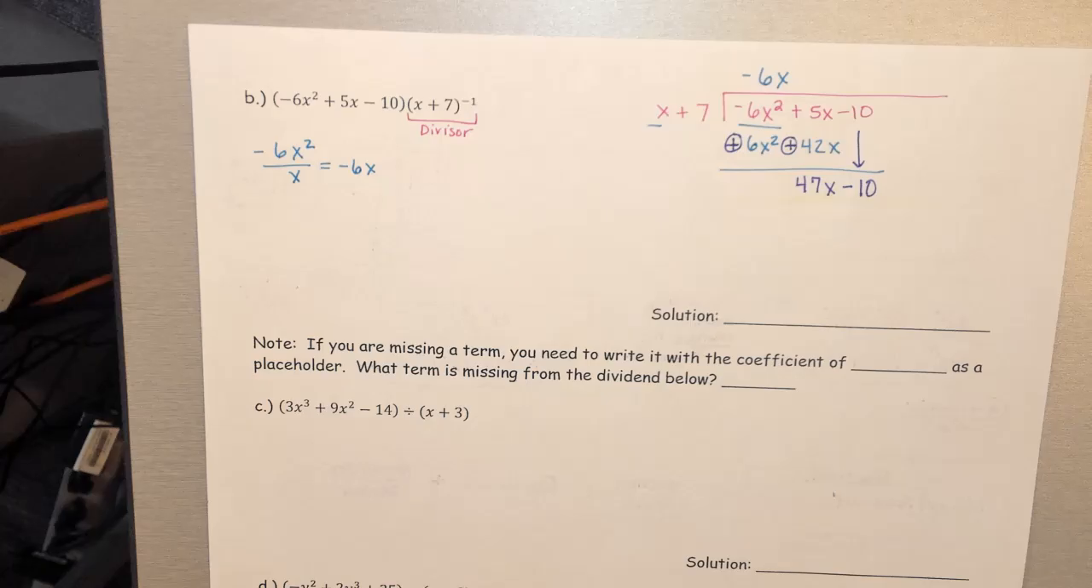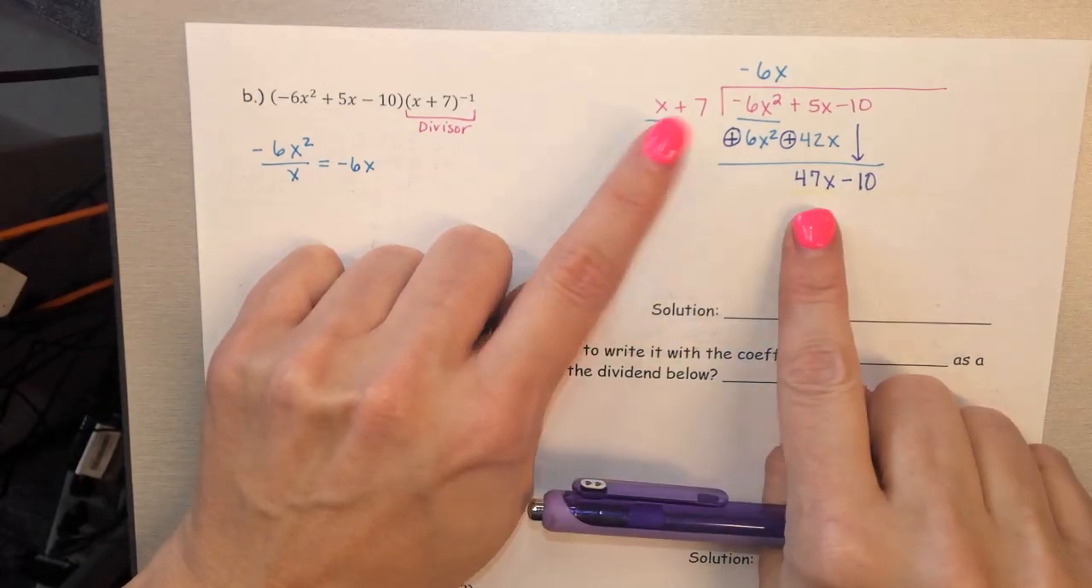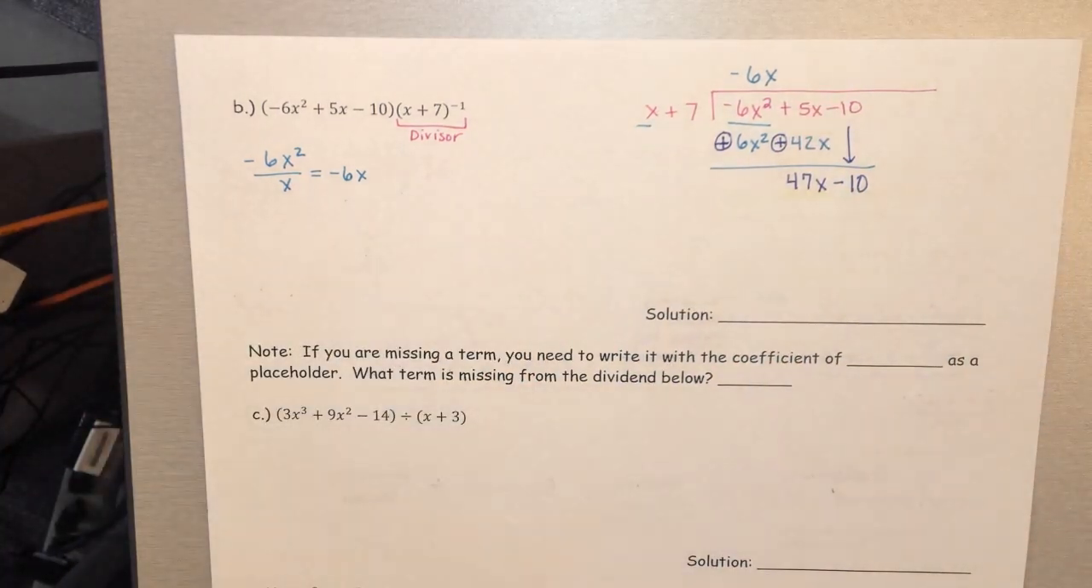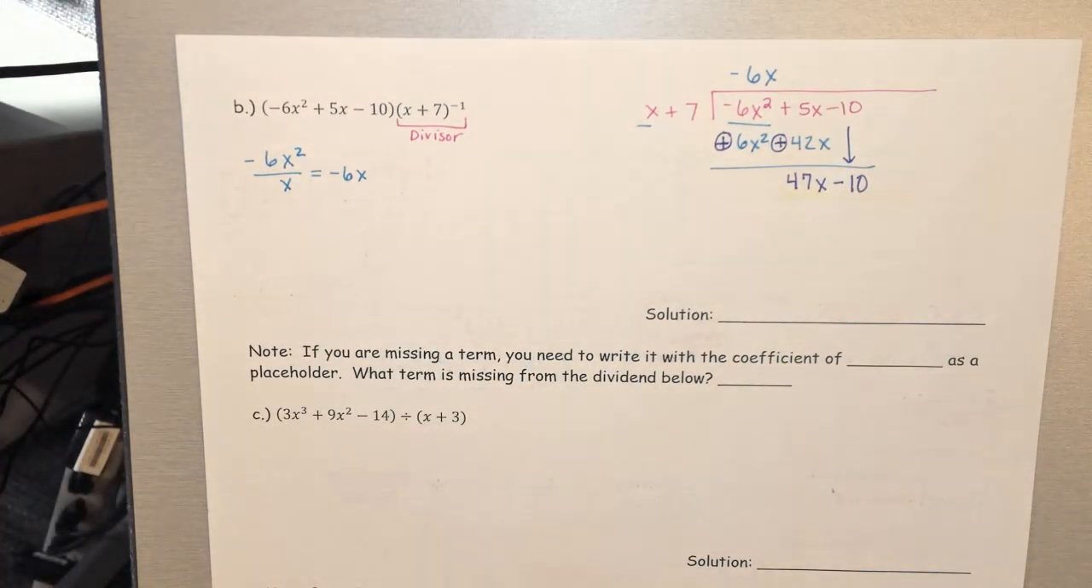Now your process is going to start all over. So you're asking yourself, what can you multiply by x to get to 47x? I want you to put it up top there, and I want you to see if you can distribute. And then think about ways you can use some mental math to do that calculation.